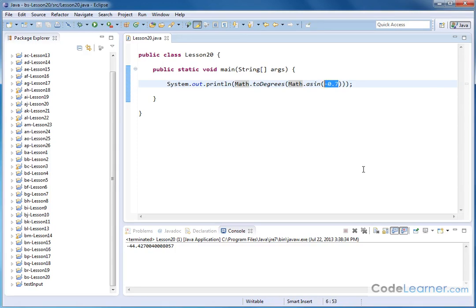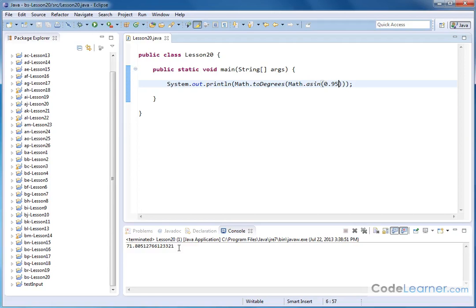Or maybe I might do positive 0.65 or something like that. And I'll run this guy, and that'll be 40 degrees. Or maybe I want to do something like 0.95. And that'll be an angle of 71 degrees.